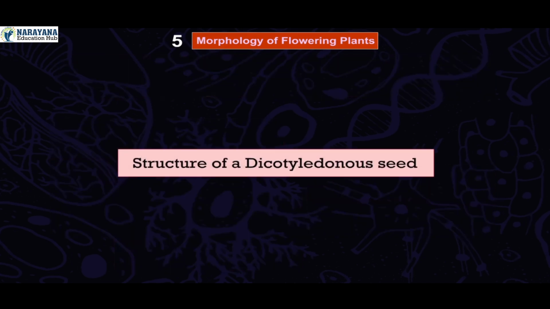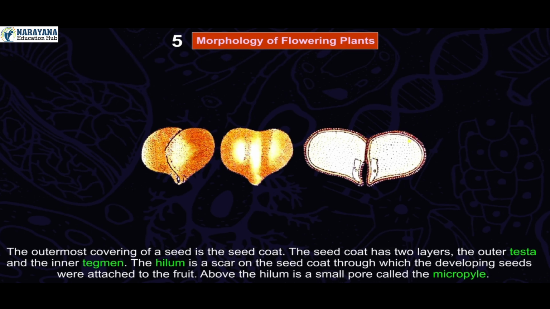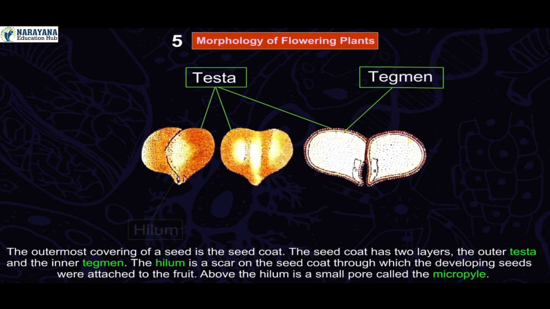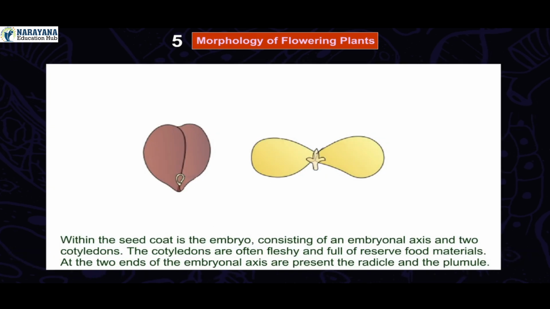Structure of a dicotyledonous seed. The outermost covering of a seed is the seed coat. The seed coat has two layers, the outer testa and the inner tegmen. The hilum is a scar on the seed coat through which the developing seeds were attached to the fruit. Above the hilum is a small pore called the micropyle.